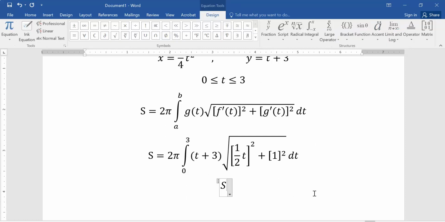And in my case, this surface area came out to about 114.20 when I rounded this to 2 decimal places. So that's the surface area that I ended up with.